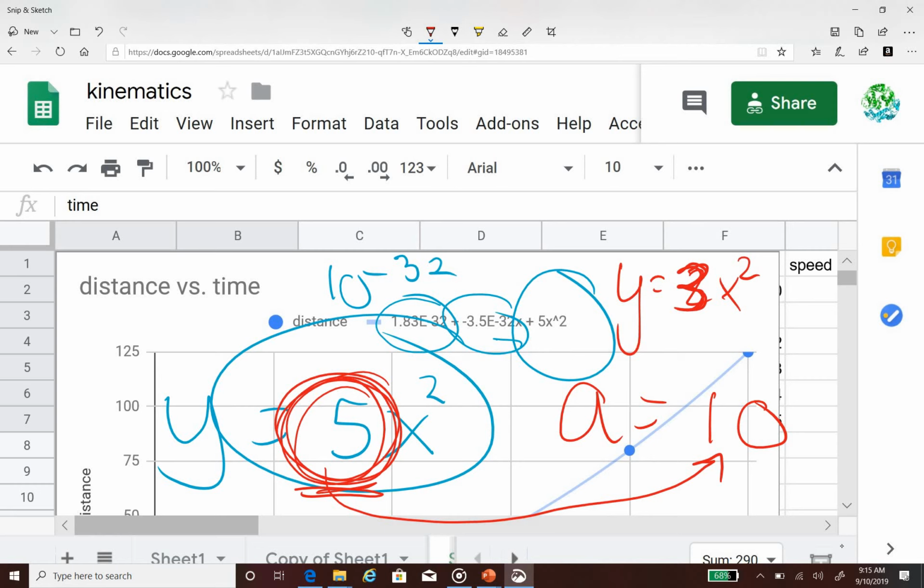Because one of the things you got to do is graph your data and then derive the acceleration. Now you know how to do it. You're going to graph it, you're going to see a curve. You're going to get a line, a best fit. You're going to get an equation. You're going to see an x squared value. Your acceleration is going to be double that x squared value. That's how you're going to get it. Okay?